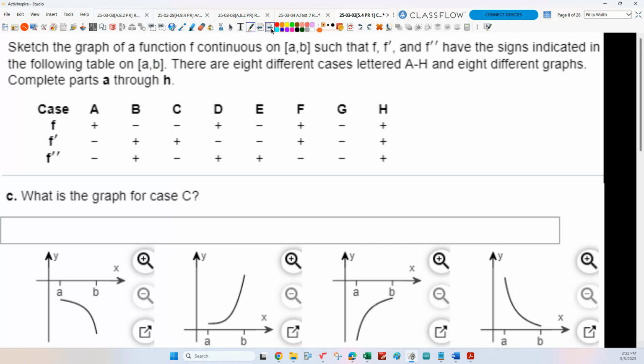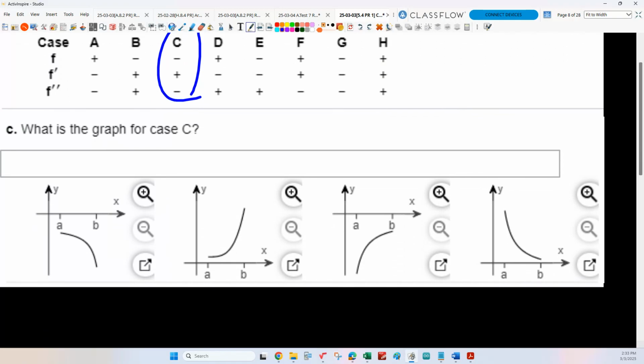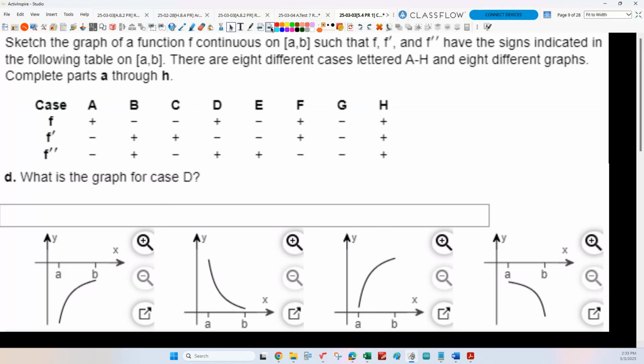Okay, how about C? It's getting quick. Okay, it's 3, isn't it? Right? Because it's below the x-axis, increasing function, concave down. So tangent lines sit on top. Yeah, so it'd have to be that guy. Okay. Real quick, which one's D?